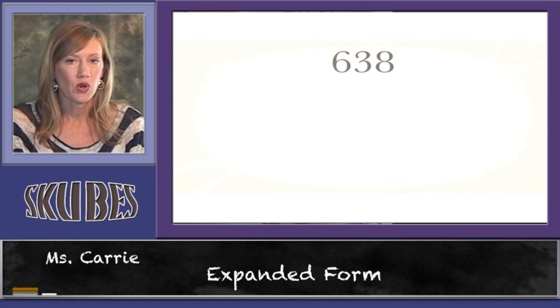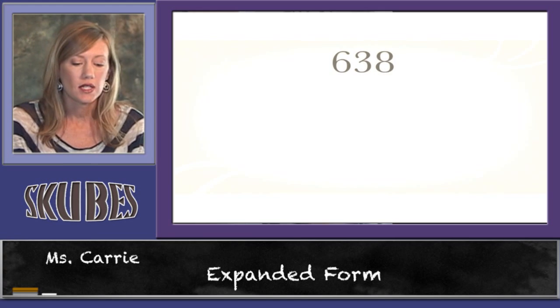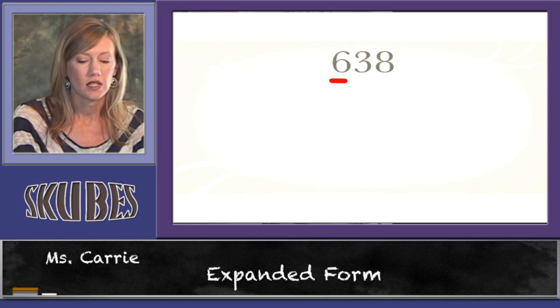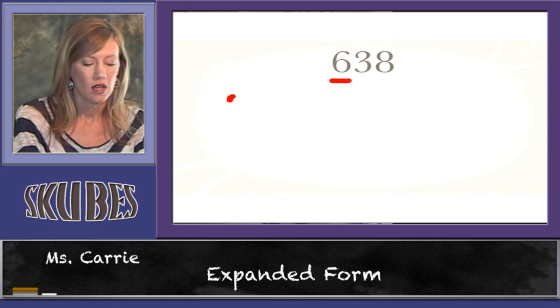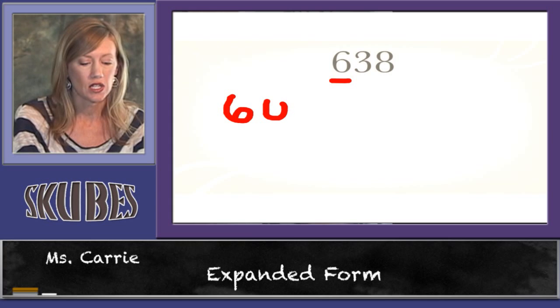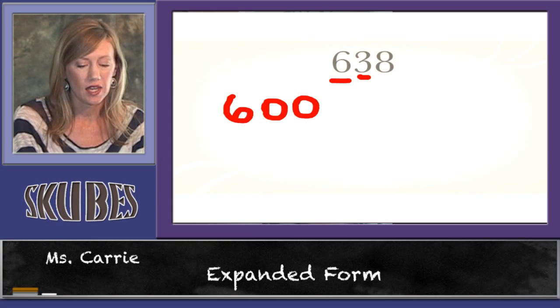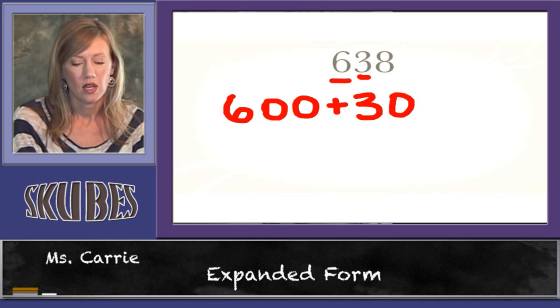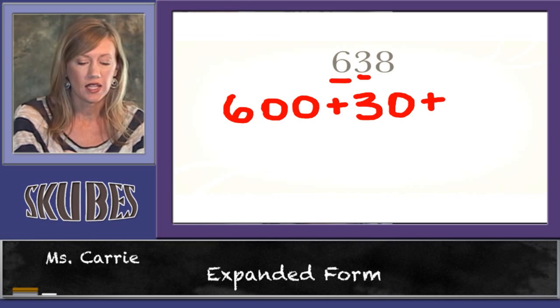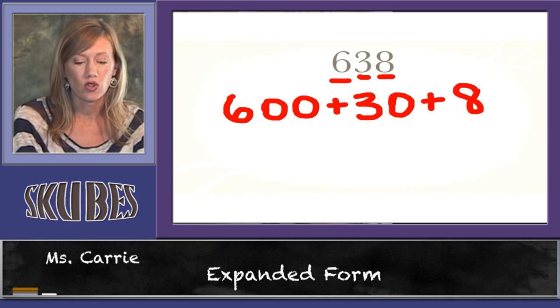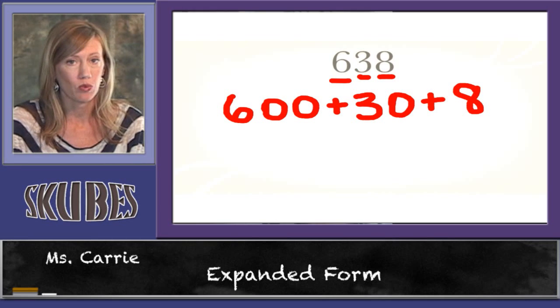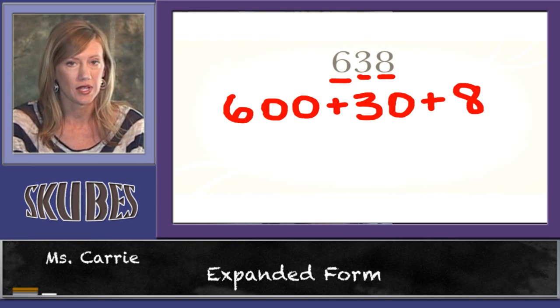Let's look at another number and write it out in expanded form. This number says 638. First we look in the hundreds place, and we see a 6. So that would be 600. Then we look in the tens place and we see a 3. That would be 30. Last, we look in the ones place and we see the digit 8, or 8 ones. So 638 written in expanded form would be 600 plus 30 plus 8.